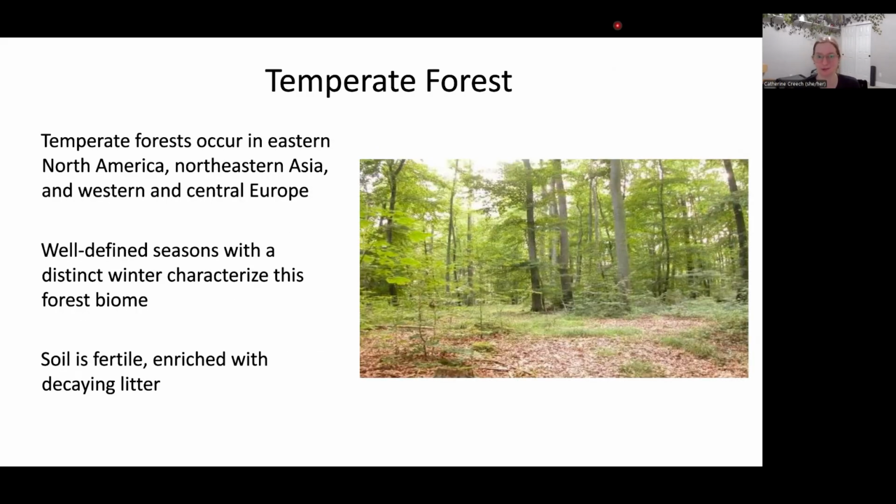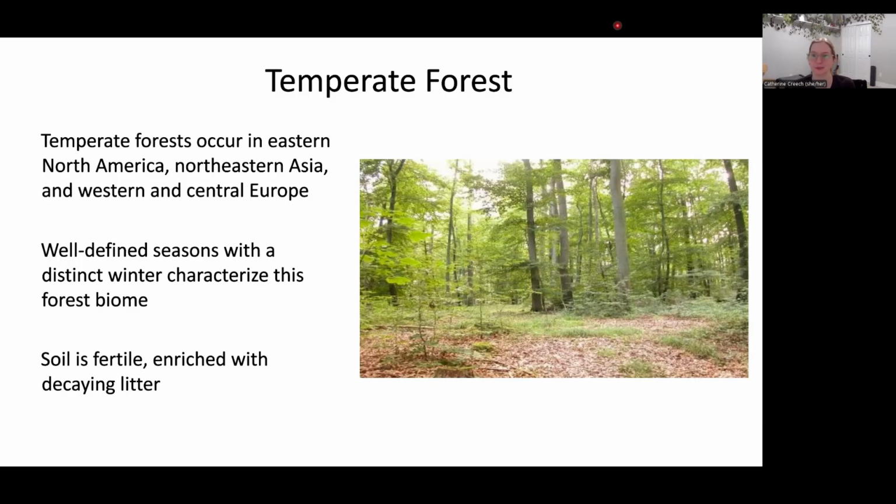We have temperate forest. Temperate forest is in eastern North America, northeastern Asia, western and central Europe. It's defined by distinct seasons, so it gets all four of those seasons. And there's a lot of trees. There's a big forest in this biome.